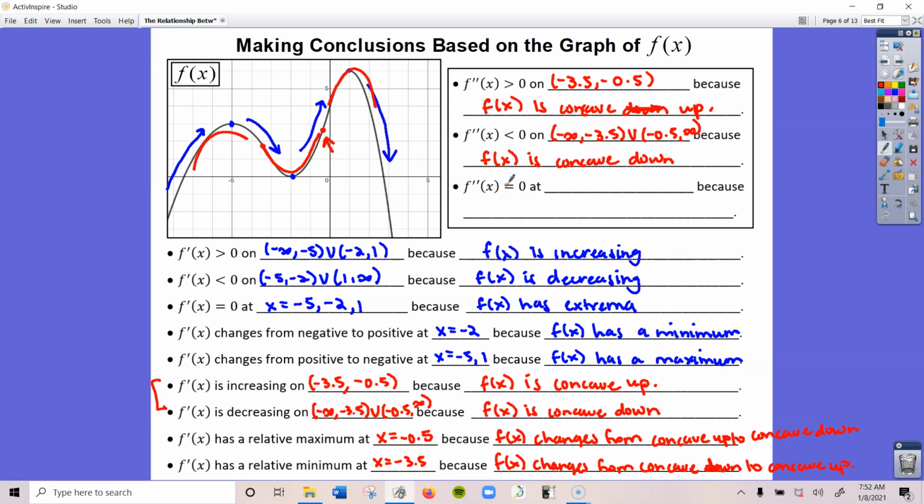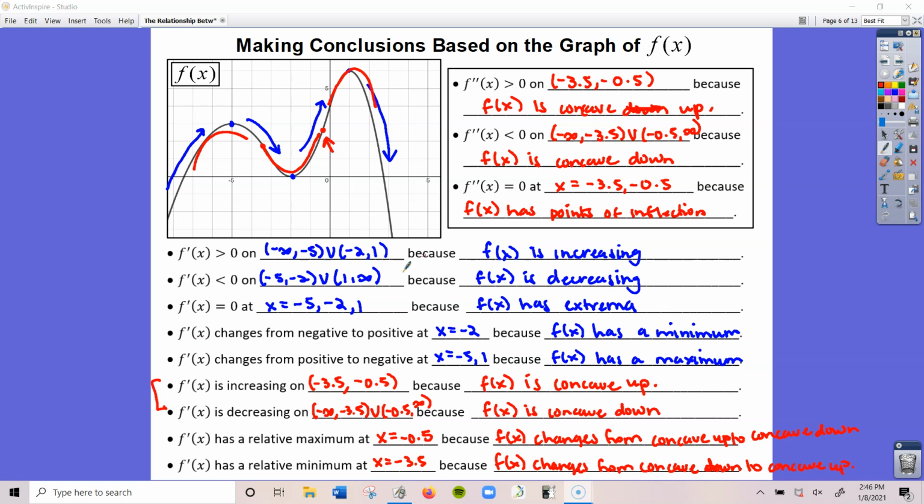And finally, f double prime of x is equal to 0, and that is when it changes concavity, and it changes concavity at those two points. Those are the points of inflection. So we would say at x is equal to negative 3.5 and negative 0.5, and the reasoning for that would be because f of x has points of inflection. So this is a lot of information that the function tells us. The function not only gives us information about the first derivative, but it also gives us a lot of information about the second derivative.